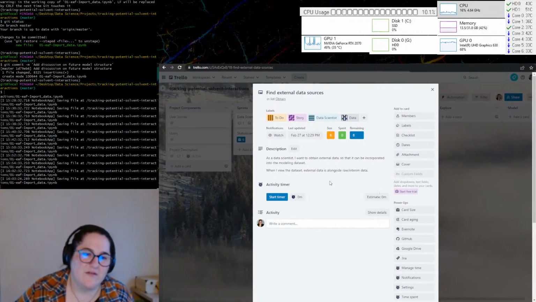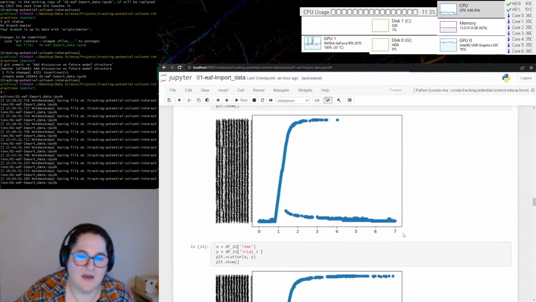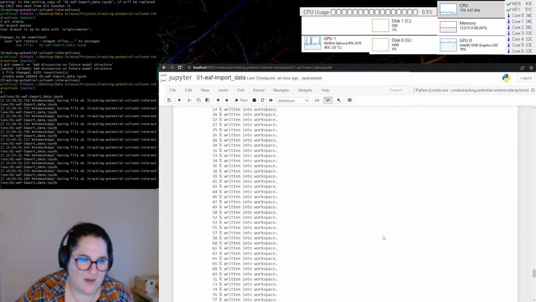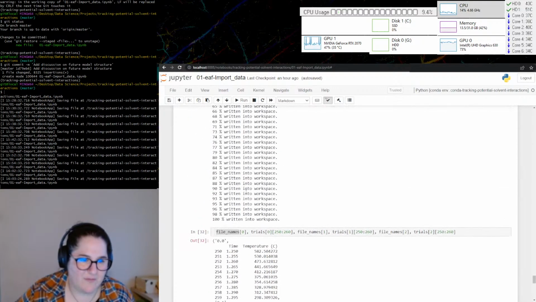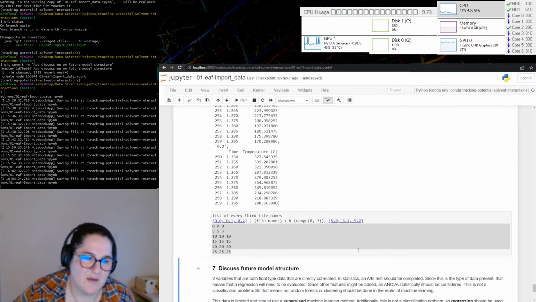Then this, find external data sets. Whenever I view the data set, external data is alongside raw and interim data. And that's kind of where we're at in our Jupyter notebook: we have our raw data and we have it written into our workspace where we can call on it. We have file names. That's our concentration. And then we wanted to make a list, and I gave a couple of examples here of what I wanted the output to be like.